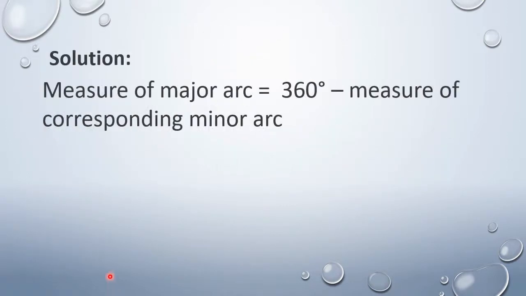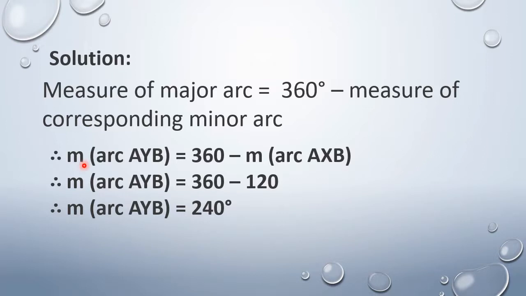Solution for question number 1. The measure of a major arc is equal to 360 degrees minus the measure of the corresponding minor arc. So here you can see the measure of arc AYB is equal to 360 degrees minus the measure of arc AXB. Therefore, the measure of arc AYB is equal to 360 minus 120. So the measure of arc AYB is 240 degrees. So the answer is C, 240 degrees.